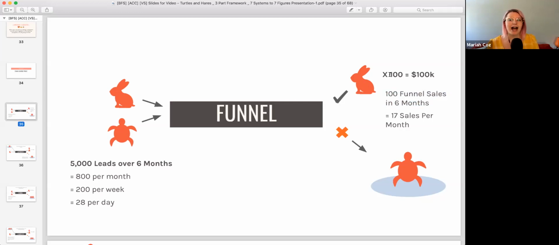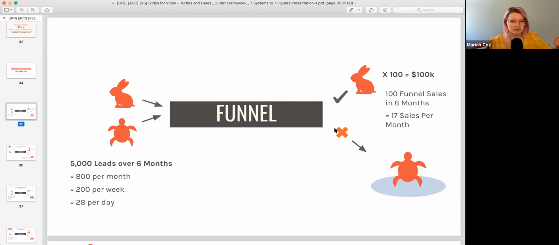So let's say you make 100 sales of your $1,000 course and it brings in $100,000 over the course of 6 months. This is 6 months of driving traffic of turtles and hares into your funnel. The hares are going to buy, and that adds up to about 17 sales per month, which you're going to need to remember because we're going to come back to that in our afternoon session for goal setting and planning. You're going to come back to that number.